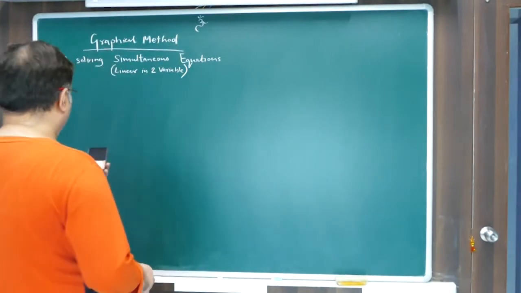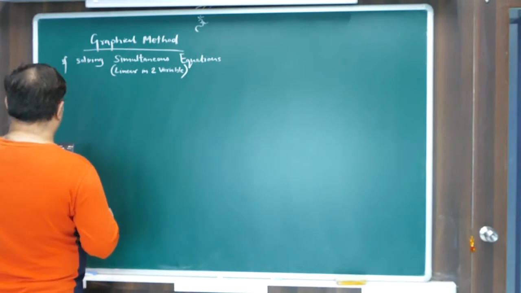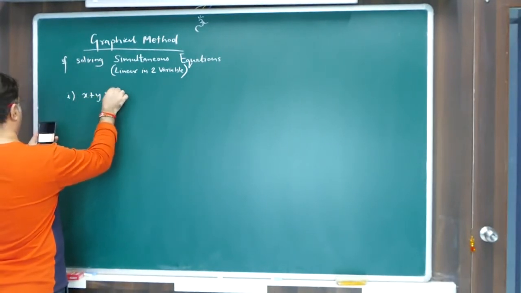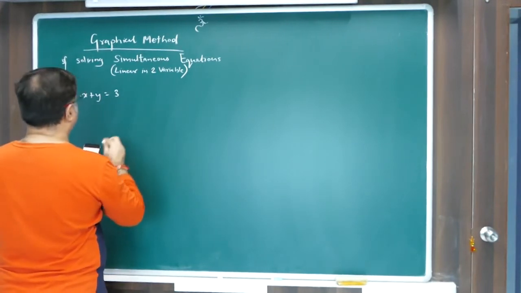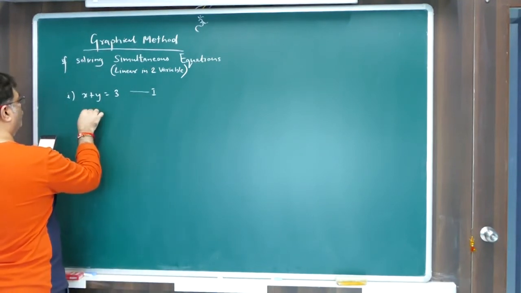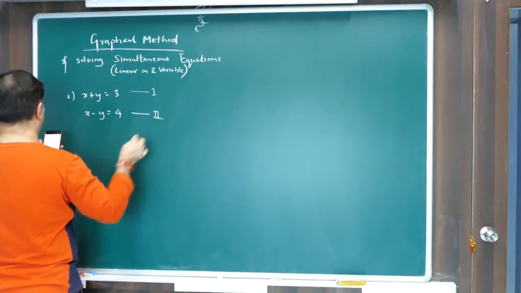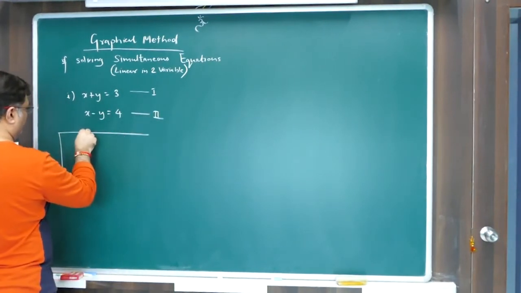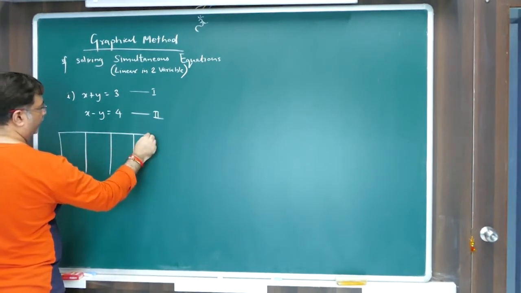So we have here equation number 1: x plus y equal to 3, and equation number 2: x minus y equal to 4. And then you have a coordinate table which they have mentioned. Okay.